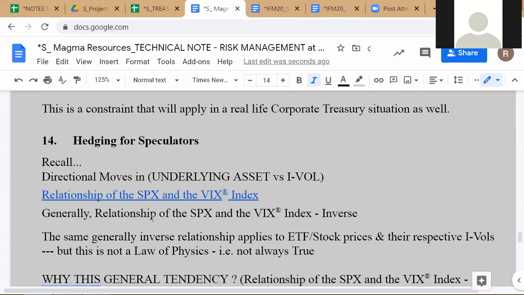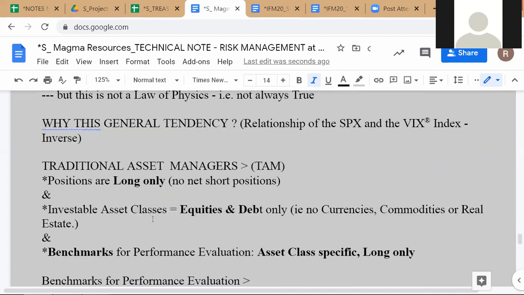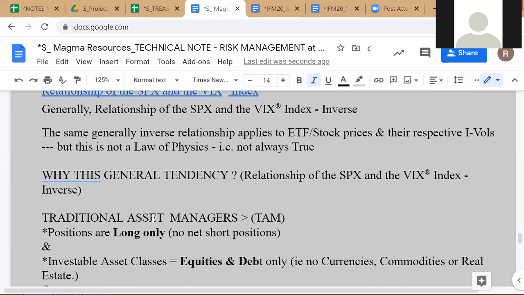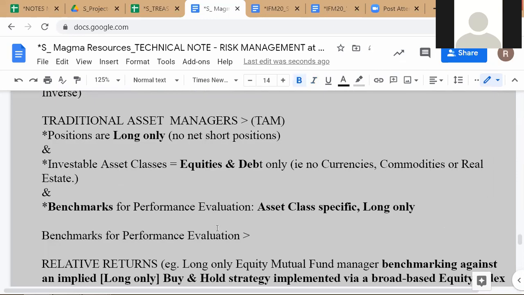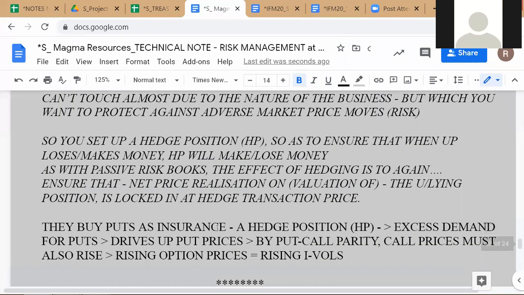Okay, so it's very simple. Now I'll explain to you briefly about how here there's a note on hedging for speculators. You can read this on your own later. It's not really, it's not correct. Okay, this is already written in your options a little bit.